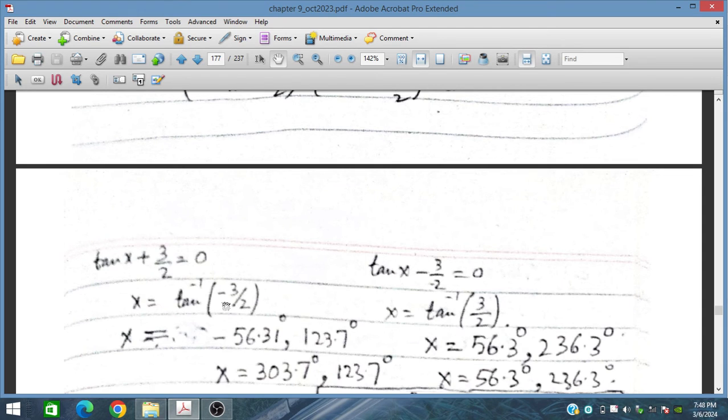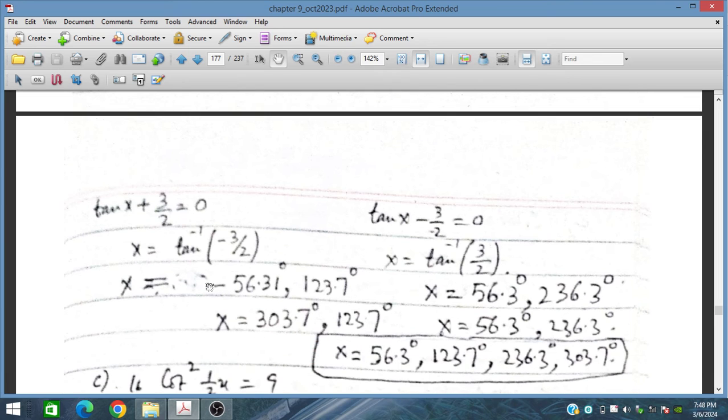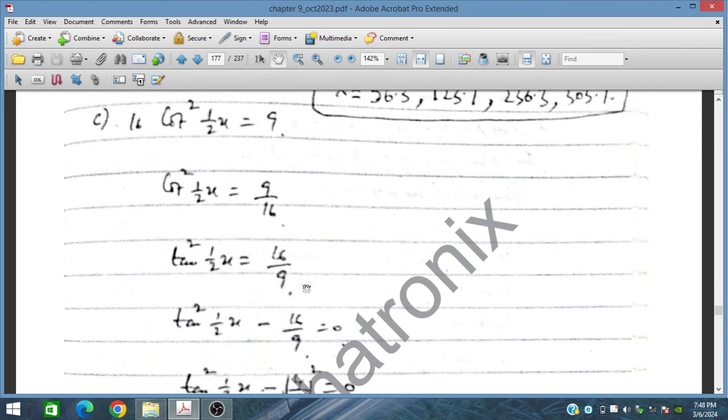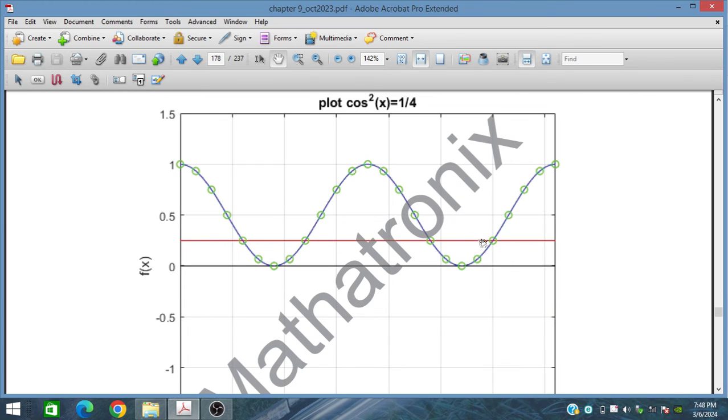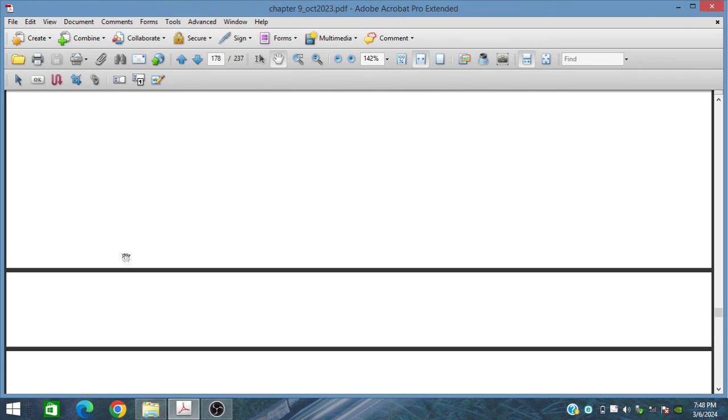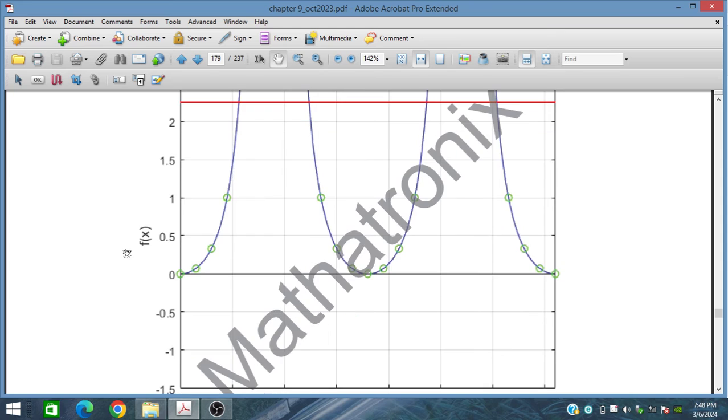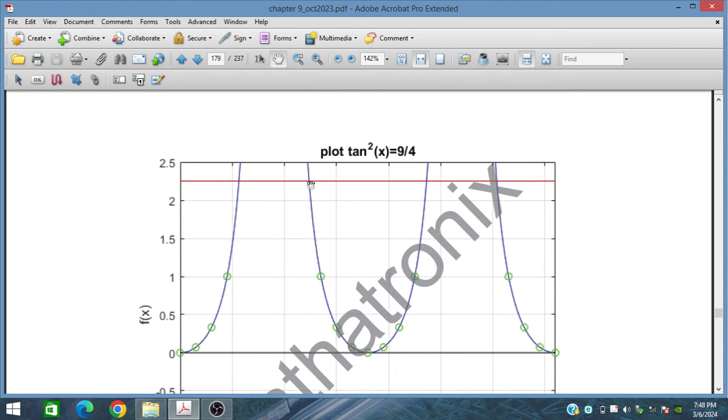So this is negative in the second and fourth quadrant. So this is the fourth quadrant, this is the second quadrant. The fourth quadrant can also be written like this. So from this, here we have these two solutions, and from this we have these two solutions. So the total solutions are this. Similarly, the C and D parts can also be solved, and here we have these solutions. Plottings. We did this plotting just for understanding.